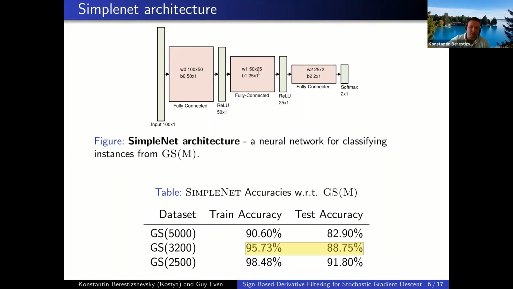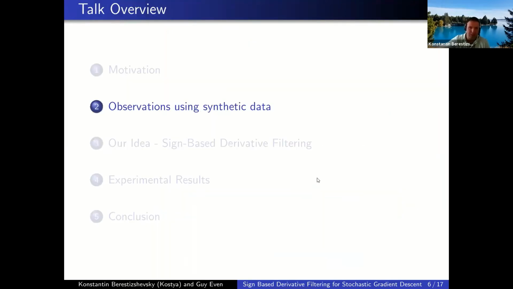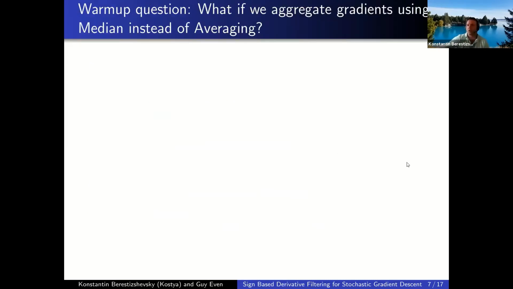I have some fully connected 3-layer neural network. I have a synthetic data set, and let's see what observations we can make. So I have a question. Maybe it will be interesting if you try to answer it. What happens if, instead of averaging the gradients in a mini batch, I use the median? What will happen?